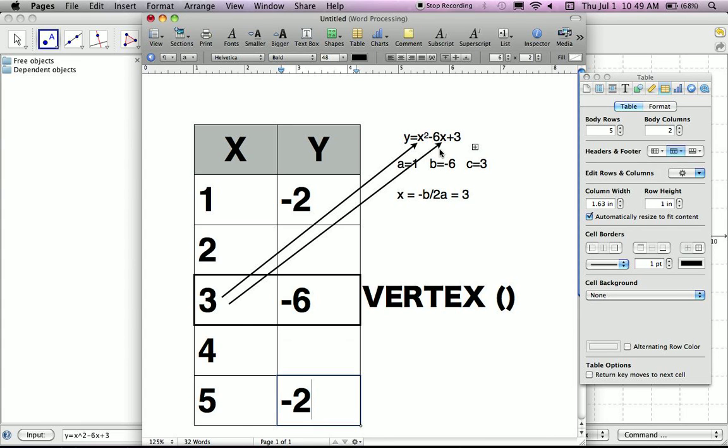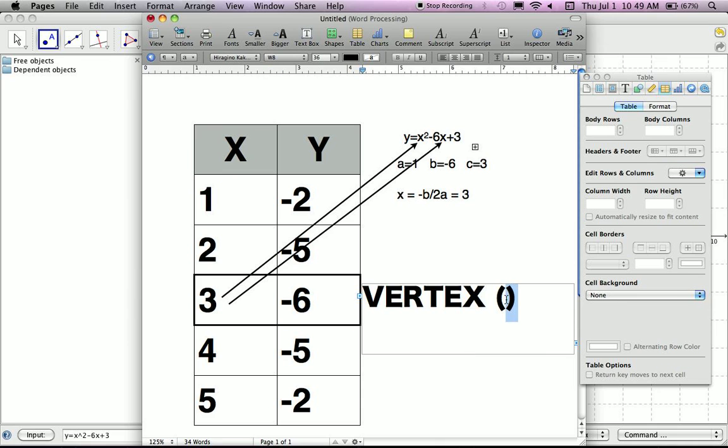I can plug in the 2 for my x value. I would get back a -5. That means your 4, because it's the same distance away from the original 3, would give you a -5 value for y as well. Why? Because it's symmetrical. Right? So what we're going to do now is take the information from our XY table.